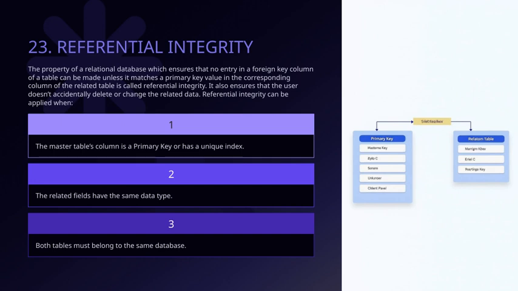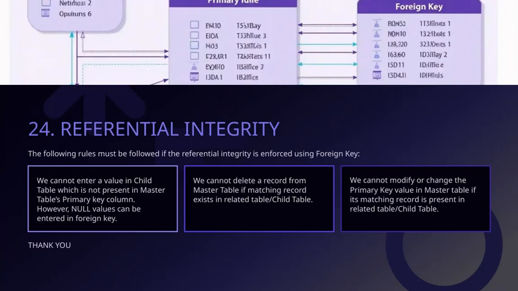Now, let's talk about referential integrity and the rules we need to follow when enforcing it with a foreign key. First, it's important to understand that we can't enter a value in a child table that doesn't already exist in the master table's primary key column. This ensures that every foreign key value points to a valid record. However, there is an exception. Null values can be entered in the foreign key. This is useful in cases where the relationship is optional.